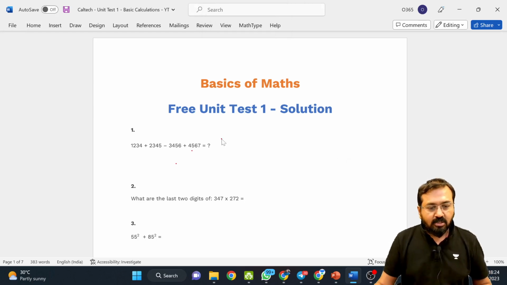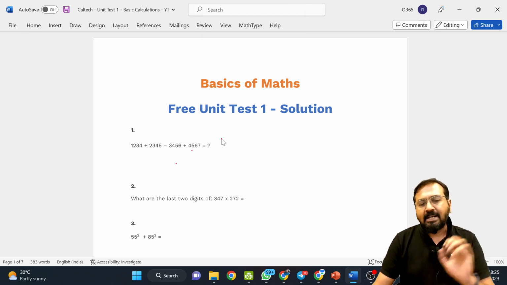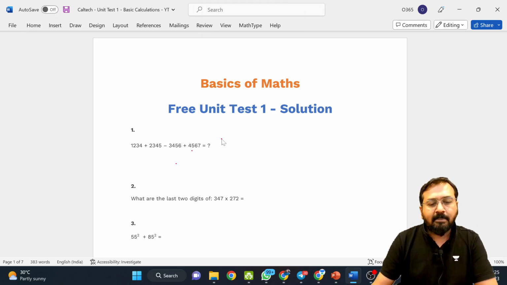Here is the first question, which was about simple addition, and we'll just add them in a simple manner. It's addition and subtraction, so we need to find out the result. So 1234 plus 2345: 2300 plus 1200 is 3500 and 34 plus 45 is 79. So this is going to be 3579.